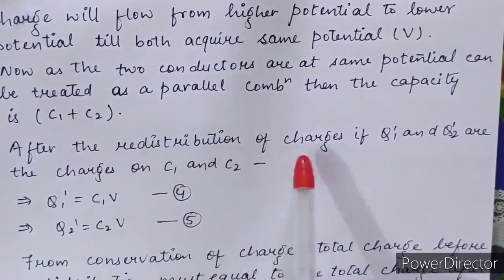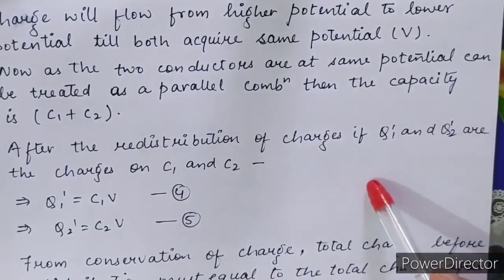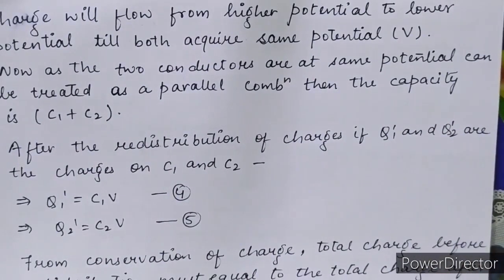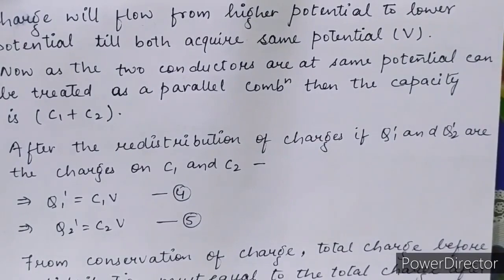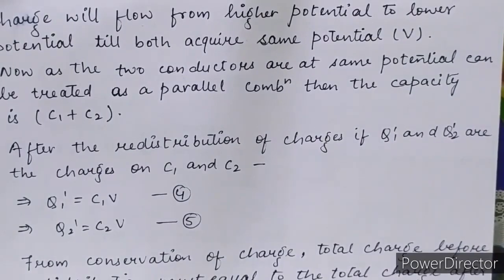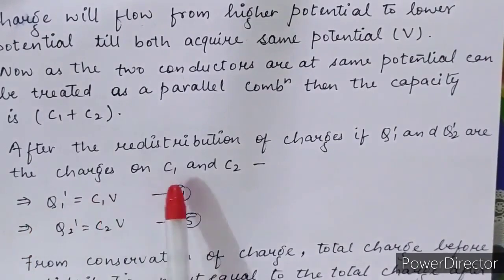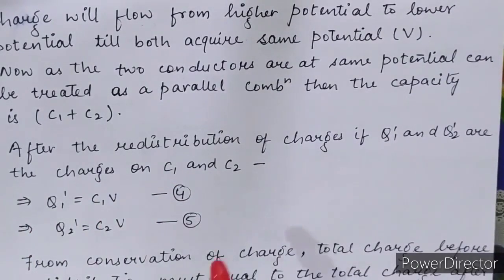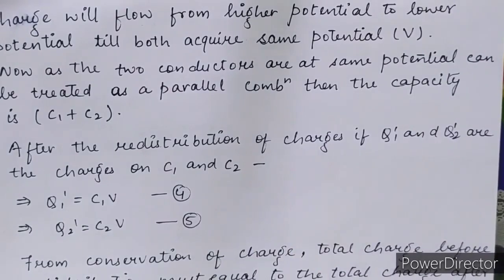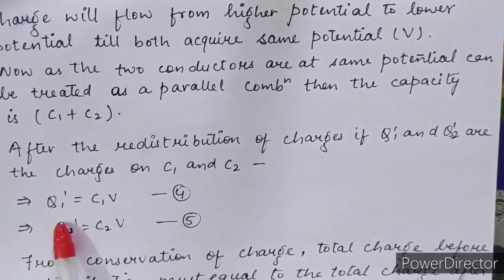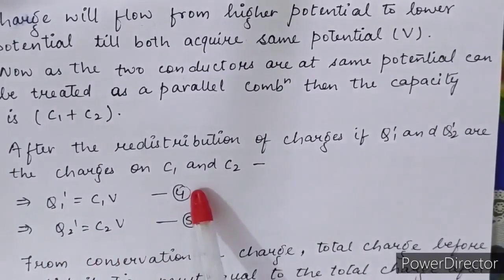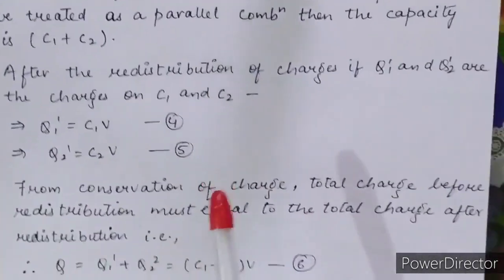After the redistribution of the charges, if Q1 dash and Q2 dash are the new charges on C1 and C2, the same formula we apply: Q equals CV. Now here Q will become Q dash, C for each C1 and C2, and V will be the same. So Q1 dash equals C1V, Q2 dash equals C2V. Equation number 4 and equation number 5.